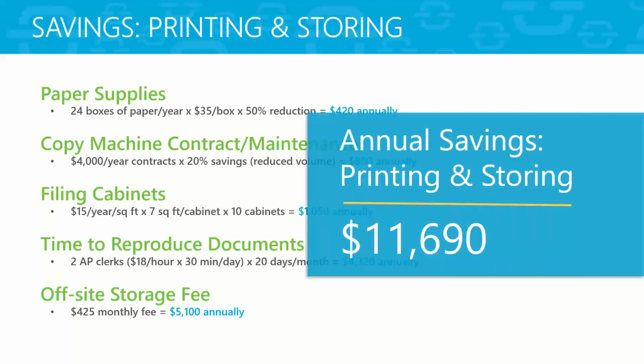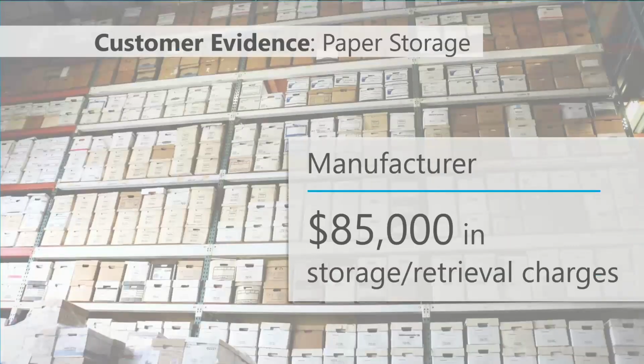And we're talking about an annual savings of $11,690. A paper storage company that was paying a lot of money to Iron Mountain to be able to store these documents saved $85,000 a year that they no longer had to pay, because now everything was in DocLink and everything was in one place. So those of you that have those offsite storage issues, this is something that can help.